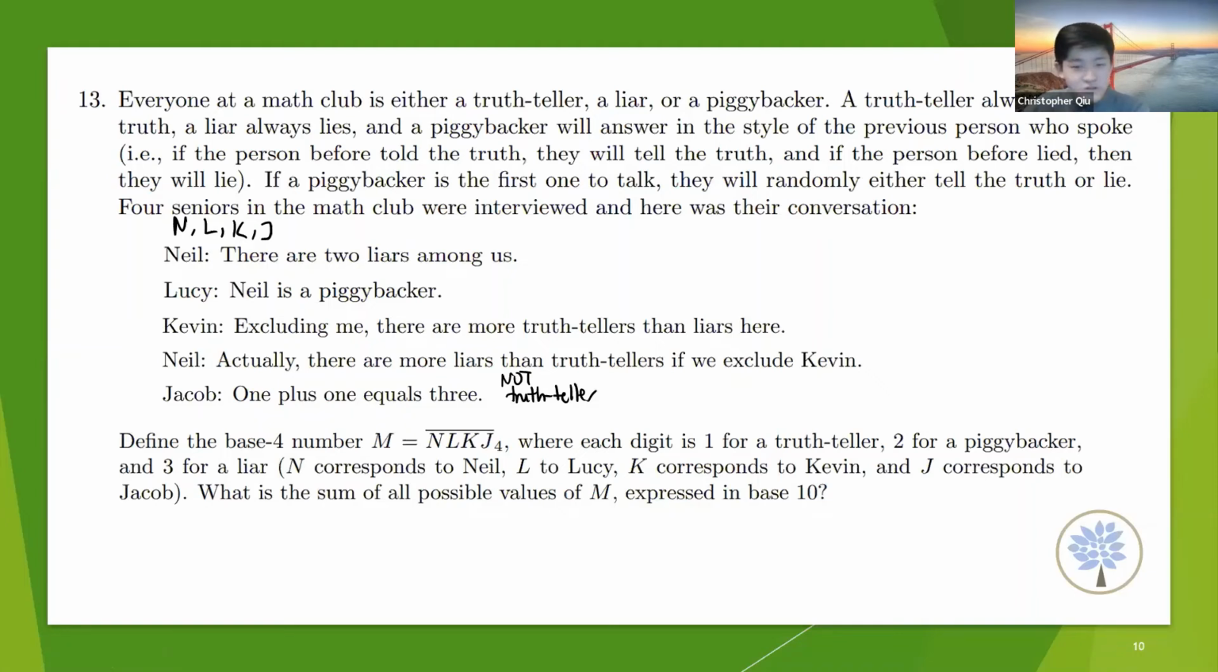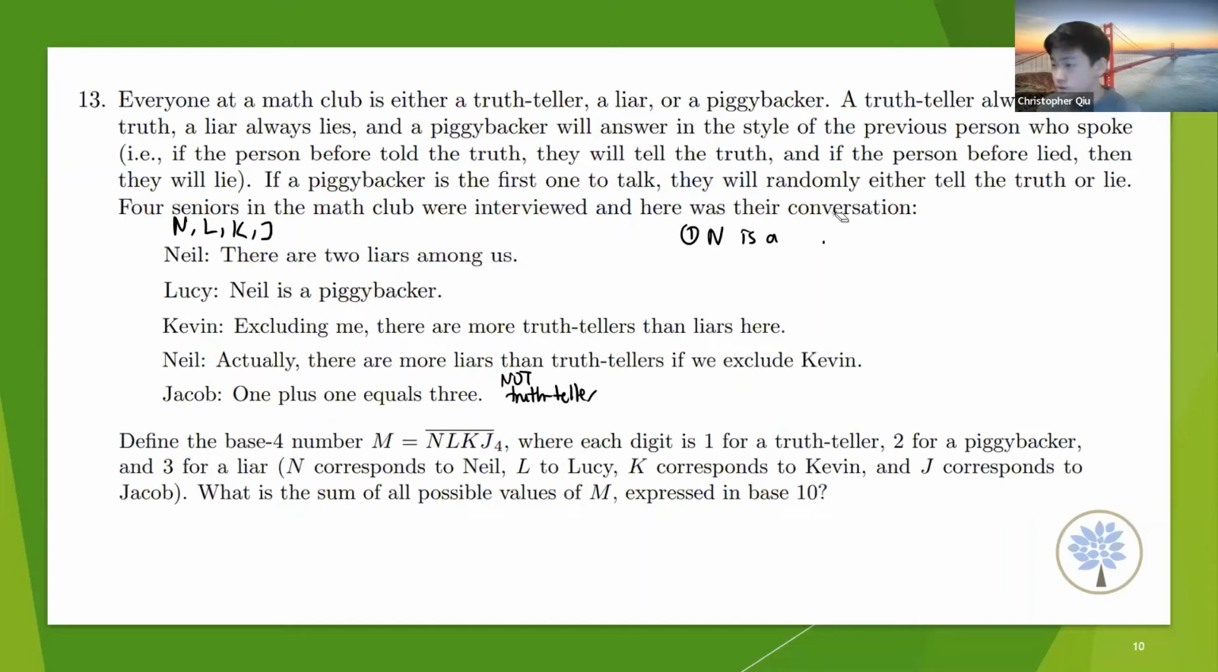Now let's consider one person. In particular, it's really interesting to consider Neil, or N, because N says two things, while everyone else only says one thing. So let's do casework on N. What happens if N is a liar? If N is a liar, then we don't really know much so far.